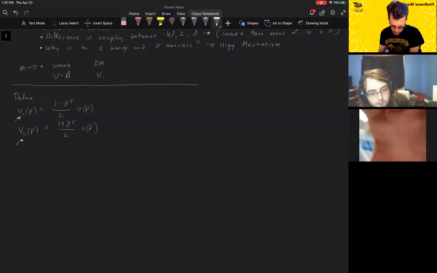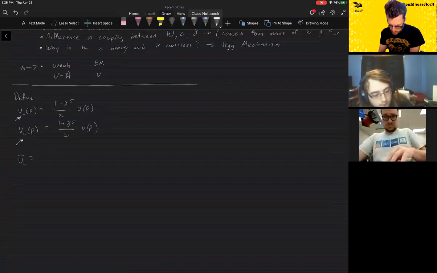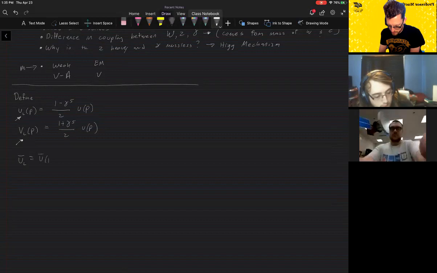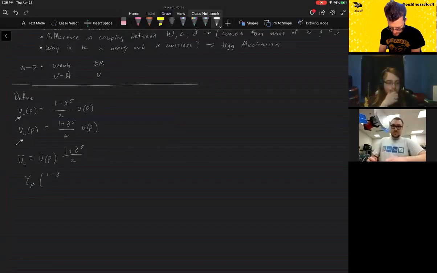And right, with this notation, we could ask, well, what is U_L bar? Okay, U_L bar is just U_bar P, and it switches the sign on gamma 5, if you work through the math on this. And there's a few relationships you can find. You can find that if I have gamma^μ times (1 − γ5)/2, this thing is equal to (1 + γ5)/2 times gamma^μ.